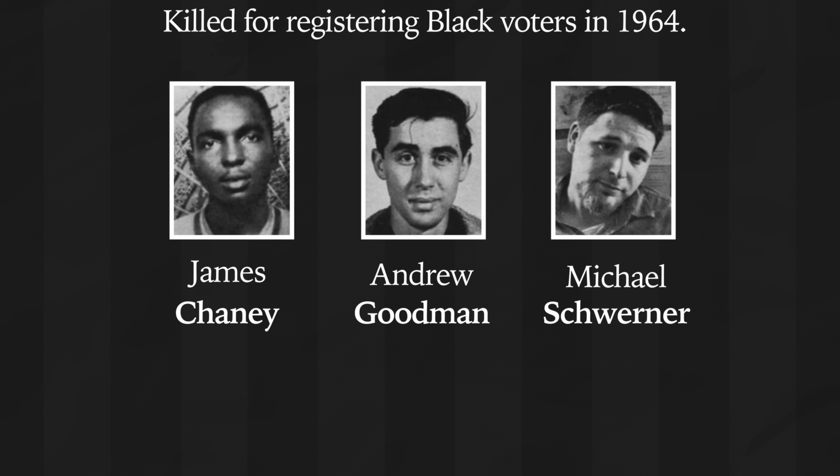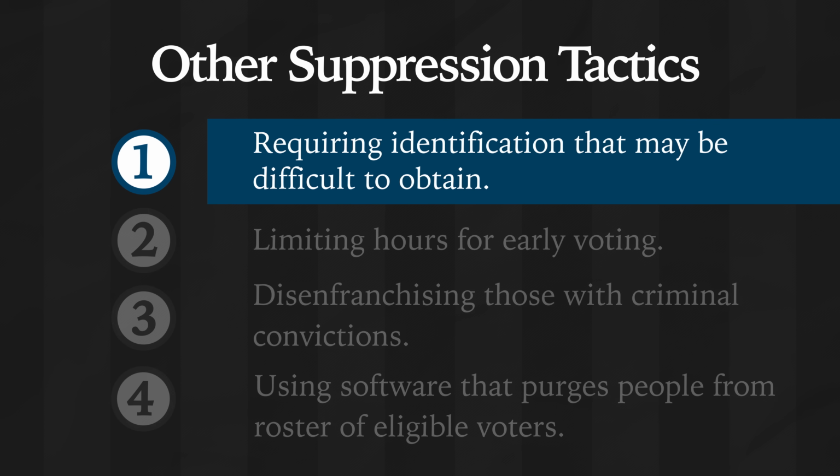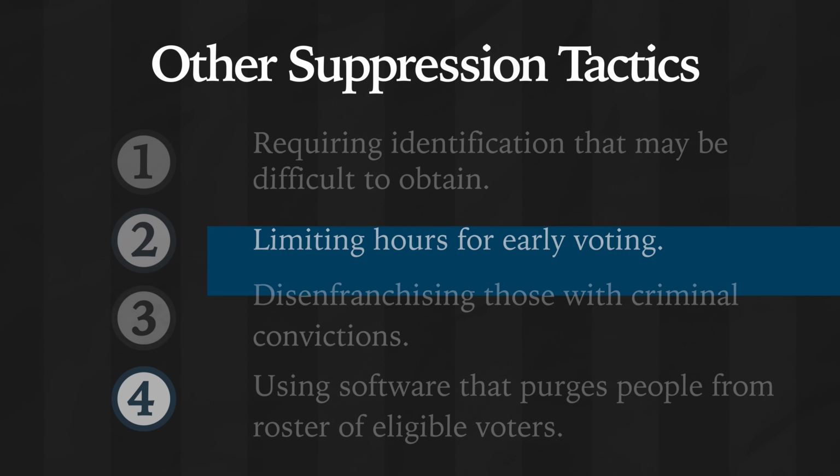Other suppression tactics include requiring forms of identification that people have difficulty obtaining, or limiting the hours for early voting so that people have to balance family and work obligations with the need to show up on Election Day. This is one reason why people often argue that Election Day should be a national holiday, so that more people have the opportunity to vote and don't need to make a choice between going to their job and voting in a national election.